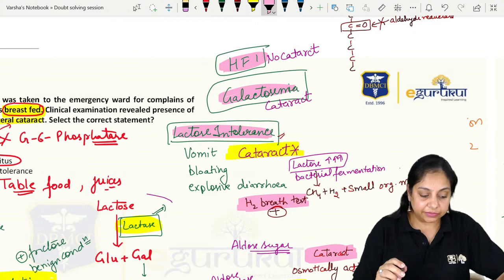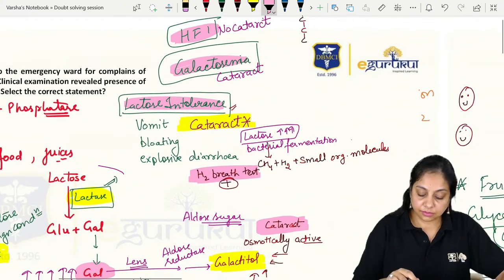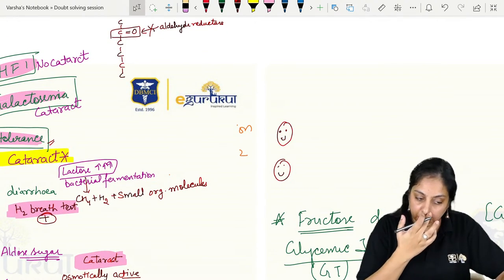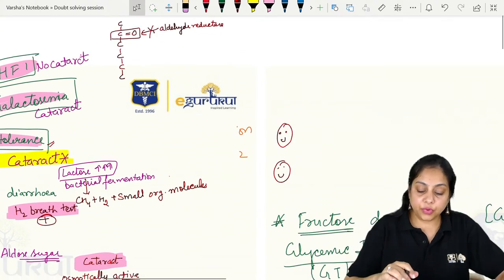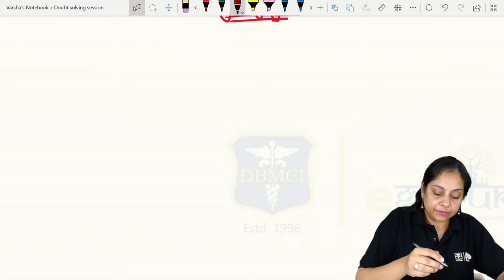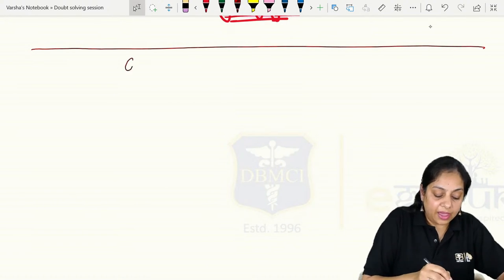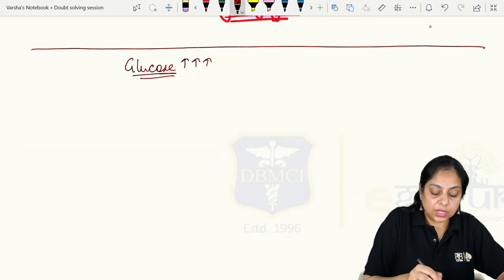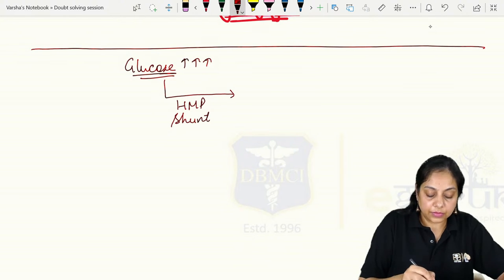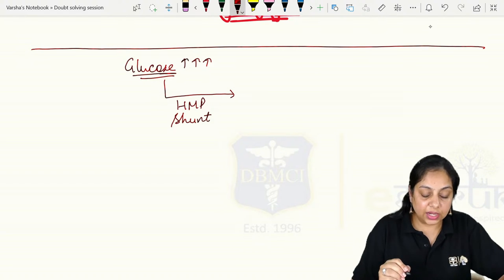Let's see what else I have. If you have too much glucose, where is this glucose 6-phosphate going to go? If you have an excess of glucose in the diet, where do we shunt it? We shunt it to the HMP shunt. This is going to go for the HMP shunt. Am I right?